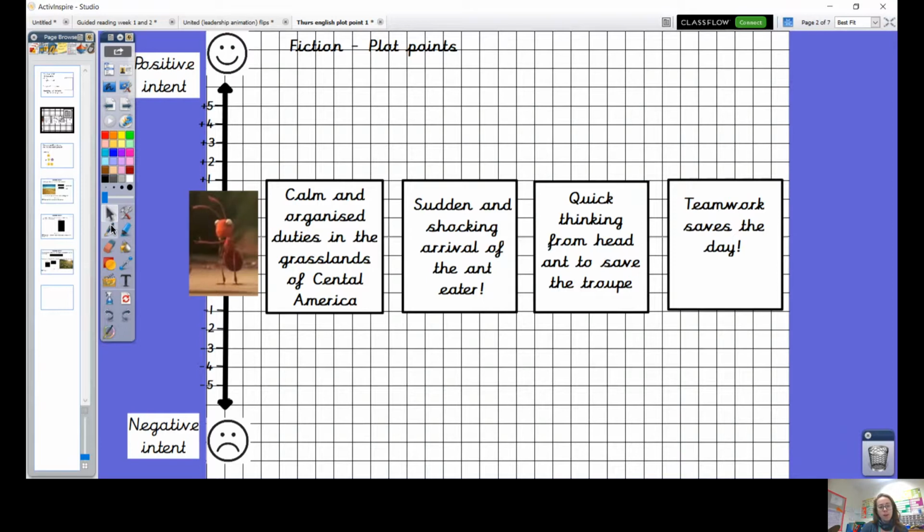I would say they are having quite a positive part of their day. They're finding lots of things to eat. Everything's running calmly and smoothly, and they seem to be very orderly, don't they? Everything's going really fine. So I'm going to pop this one on a plus, maybe a +2, I'm thinking. You might agree, you might disagree, that's okay. Certainly in the positive zone though, isn't it? Certainly up there in the positive.